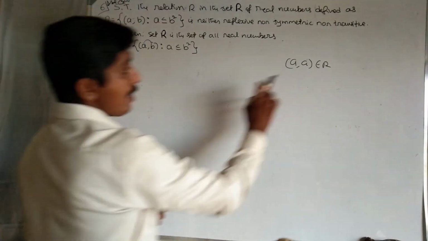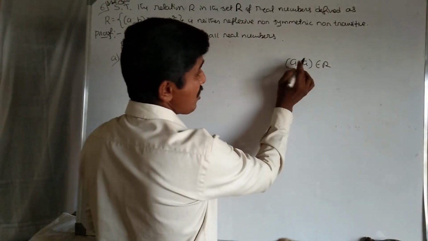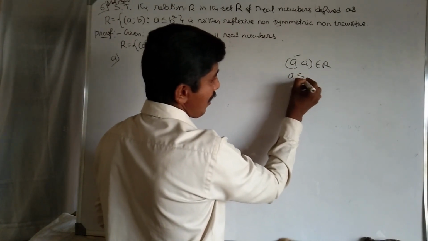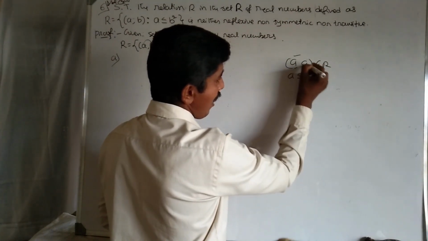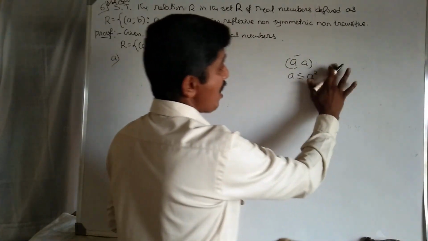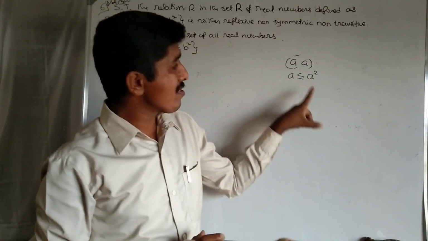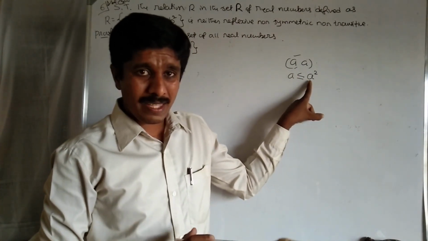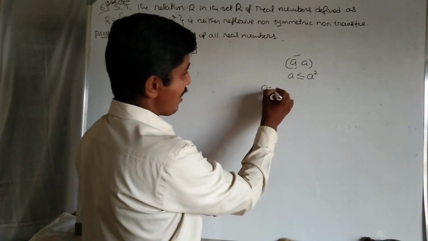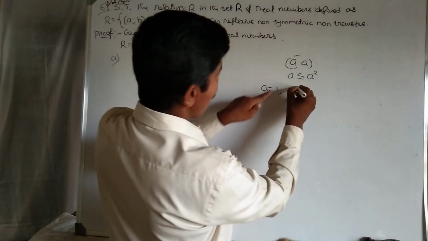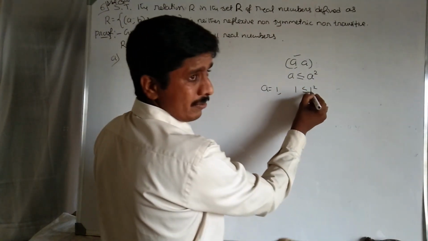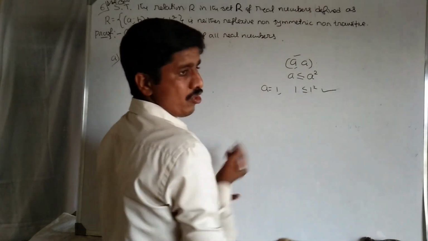Very important one. Here (a, a) belongs to the relation means, what is the relation between a and a? The first element a is less than or equal to the square of the second element. When all real numbers satisfy this condition, we say that it is reflexive, otherwise not reflexive. Suppose I am taking integers, a equal to 1. 1 is less than or equal to 1 square. 1 is equal to 1, therefore it is true.